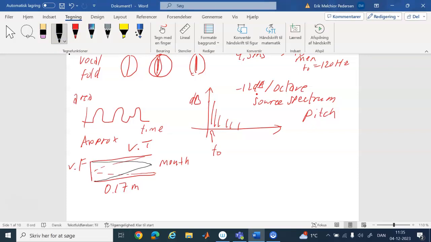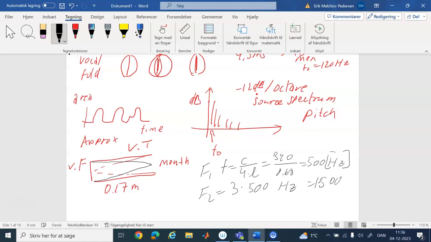Yes, and you can say there are resonances, it's called poles. So F is c divided by 4 times L. That gives 340 divided by 4 times 0.17, and about 500 hertz. That's the first one, F1. F2 is 3 times that, in principle, about 1,500, and F3 about 2,500 hertz.